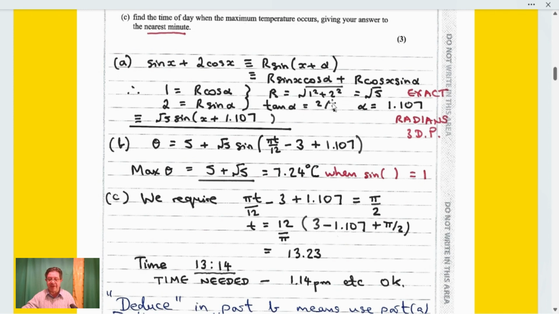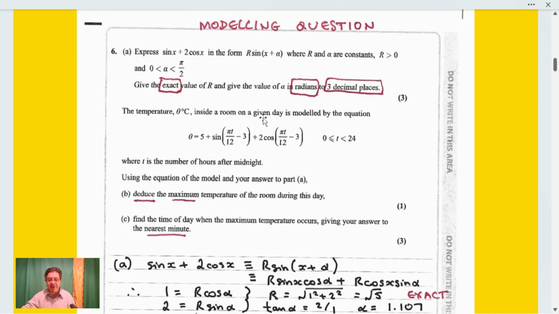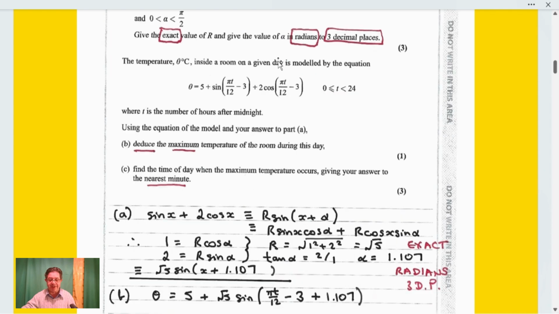Dividing one by the other, we get tan alpha is 2 over 1, which is 2. Inverse tan of 2 in radians is 1.107 to 3 decimal places. So we have root 5 sine (x plus 1.107). Strictly speaking, it does ask us to express it in the form r sine (x plus alpha), so we don't just want to write down the values of r and alpha. We do actually want to do what the question has said.